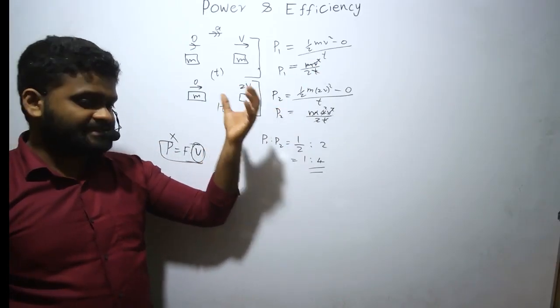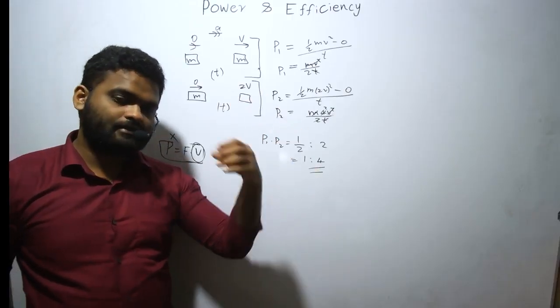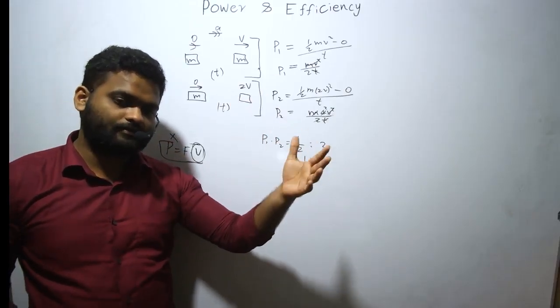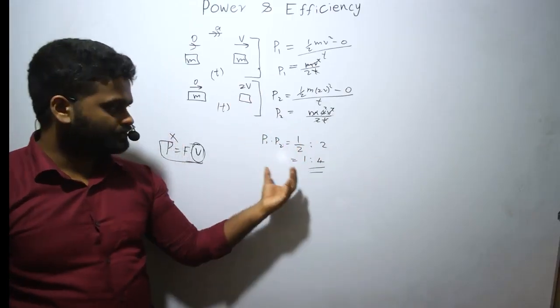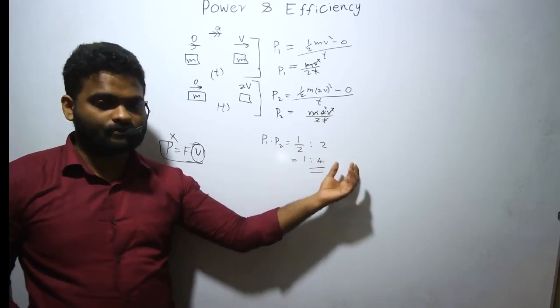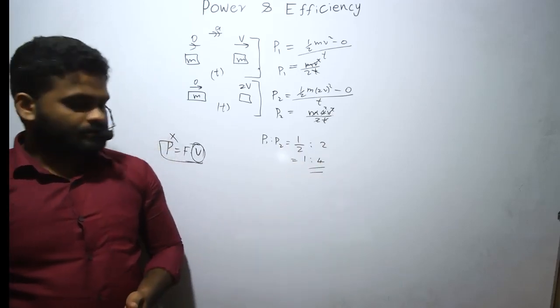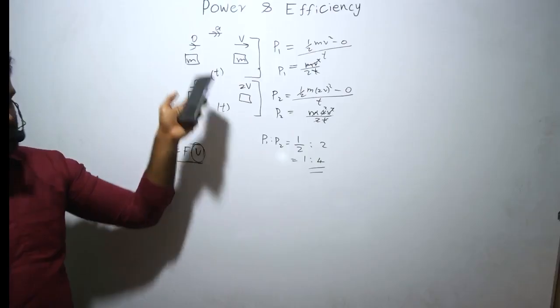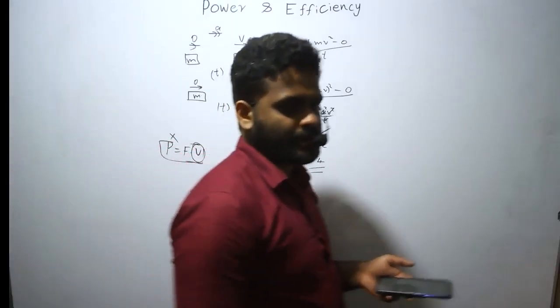Because V gets squared, so 2V gets squared, right? Which creates 4. So the factor would be 4 there. 1 is to 4, right? You don't have to do this much calculation. This is just for the explanation, okay?